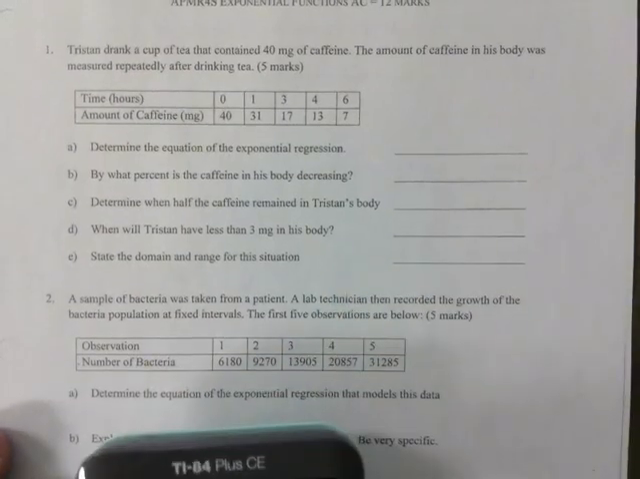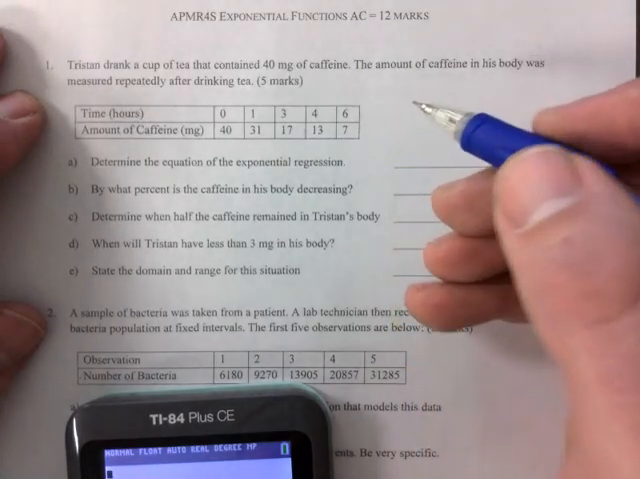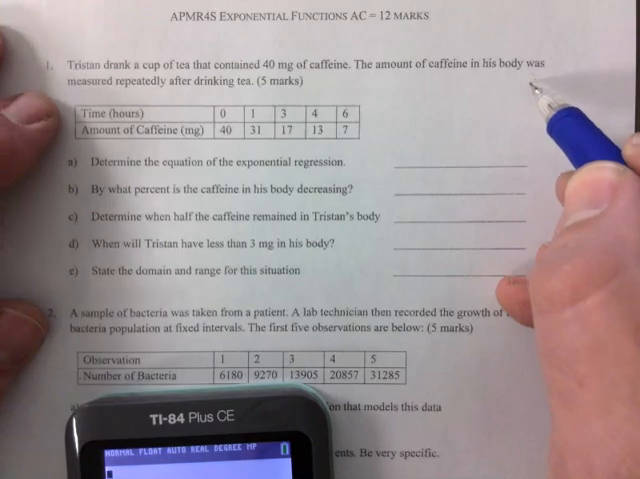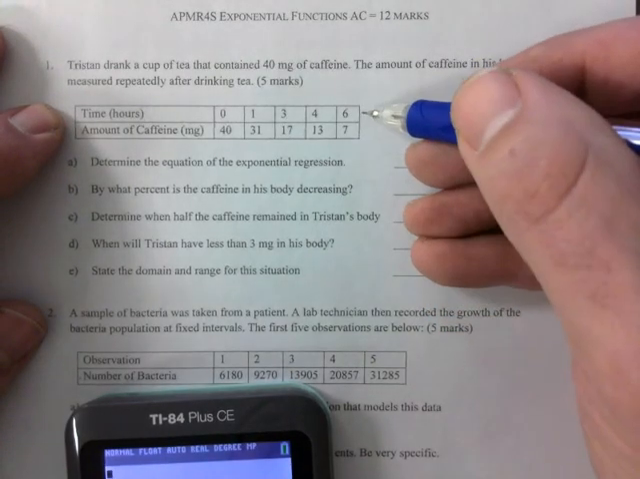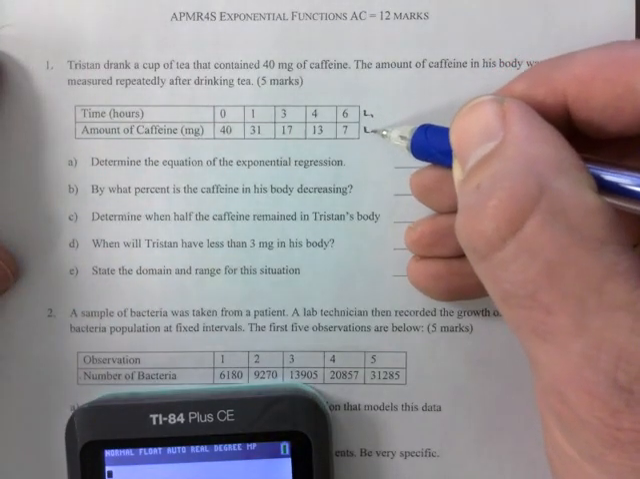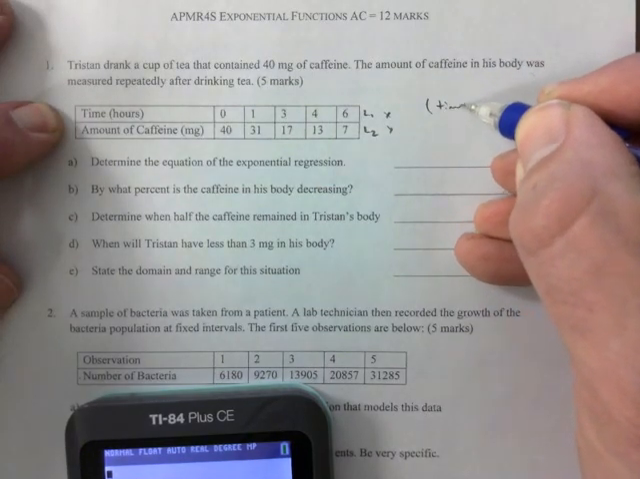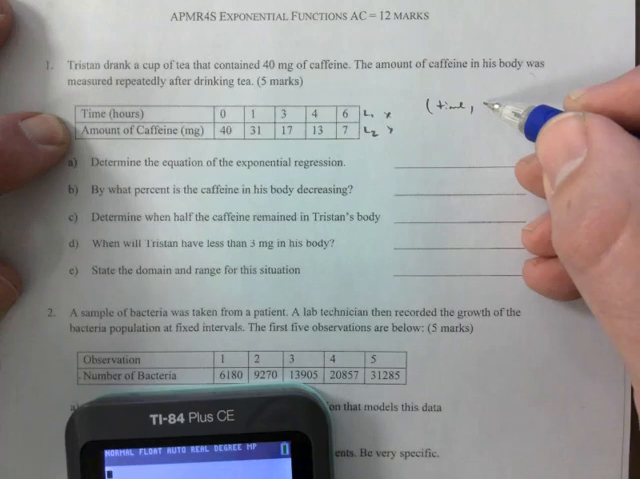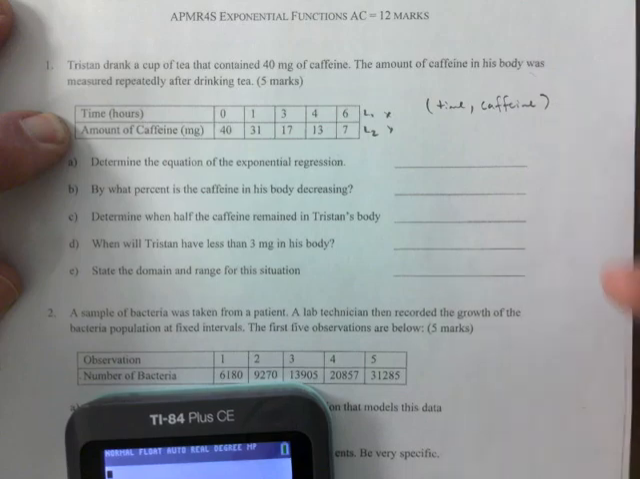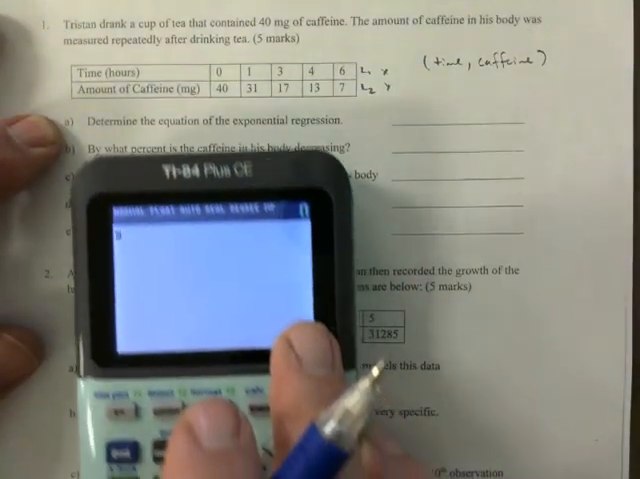All right, so Tristan drank a cup of tea that contained 40 milligrams of caffeine. The amount of caffeine in his body was measured repeatedly after drinking the tea. And remember, it's a horizontal table. It doesn't matter: L1, L2, X, Y. That means every single point is time and caffeine, in milligrams, of course. So determine the equation of this regression, the exponential regression.